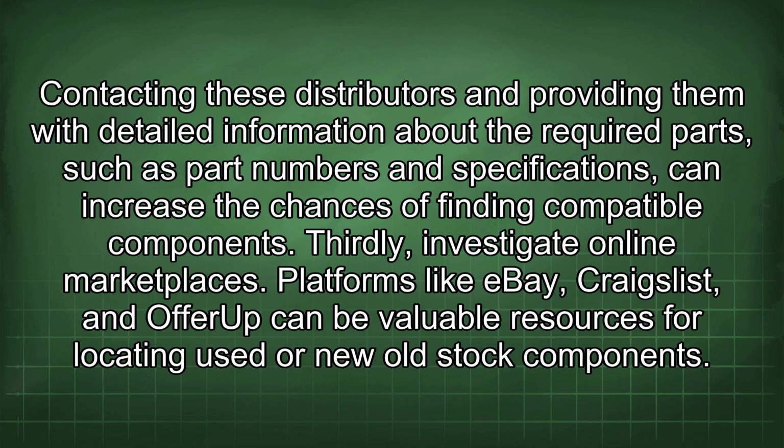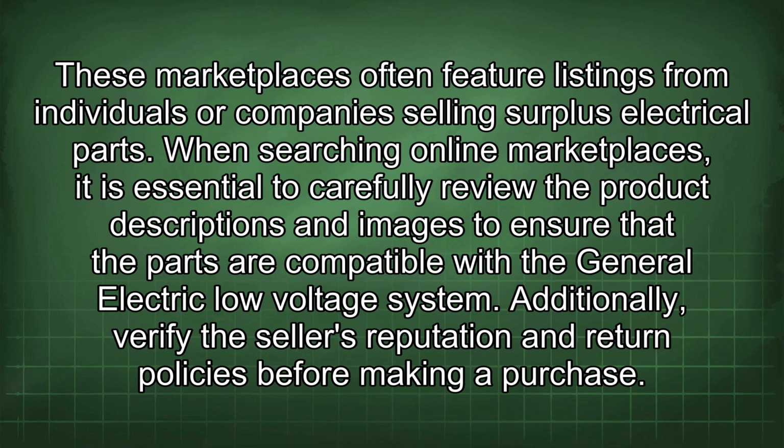Thirdly, investigate online marketplaces. Platforms like eBay, Craigslist, and OfferUp can be valuable resources for locating used or new old stock components. These marketplaces often feature listings from individuals or companies selling surplus electrical parts. When searching online marketplaces, it is essential to carefully review the product descriptions and images to ensure that the parts are compatible with the General Electric low-voltage system. Additionally, verify the seller's reputation and return policies before making a purchase.